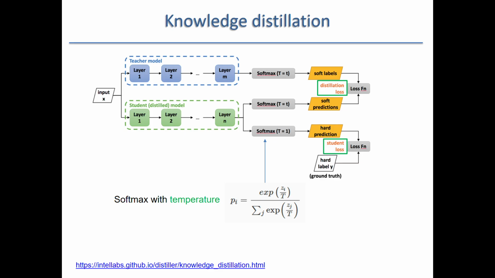When you have a very low temperature, normally one of the probabilities dominates all the others, but with high temperatures they are smoother. Now the student has to, with the same temperature, predict the same soft labels as the teacher. This loss is called the distillation loss, trying to mimic the behavior of the teacher. But it also has a student loss that is trying to make the hard prediction with a smaller temperature so that it goes to the ground truth.